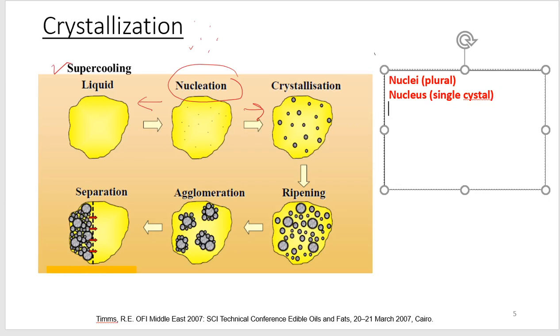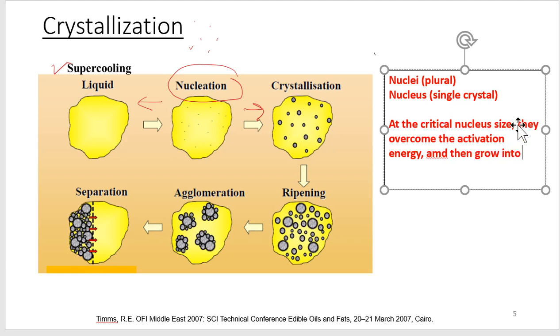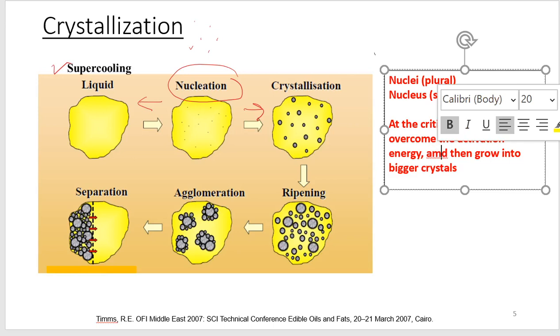Okay, let's write here. By the way, the R is missing. So at the critical nucleus size, they overcome the activation energy, and then grow into bigger crystals.